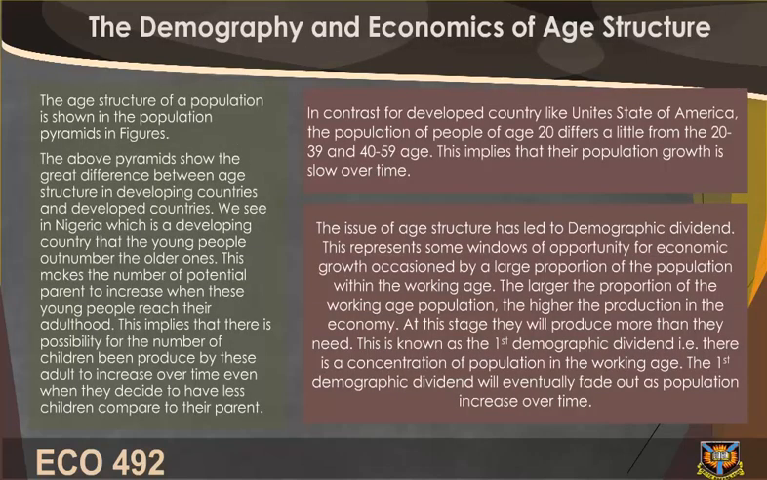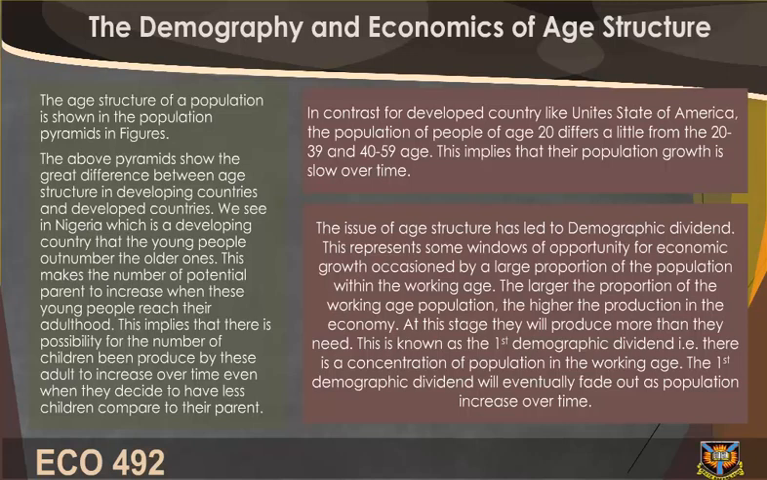The demography and economics of age structure. The age structure of a population is shown in the population pyramids in figures. The above pyramids show the great difference between age structure in developing countries and developed countries. We see in Nigeria, which is a developing country, that the young people outnumber the older ones. This makes the number of potential parents increase when these young people reach their adulthood. This implies that there is possibility for the number of children being produced by these adults to increase over time, even when they decide to have fewer children compared to their parents.